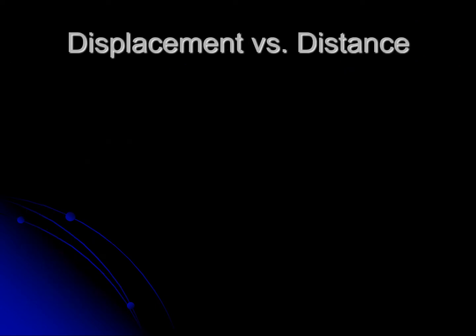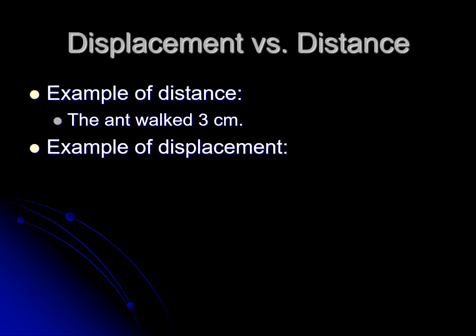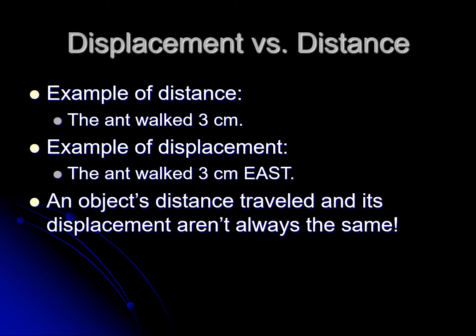So this time, let's compare displacement versus distance. Our distance here, for example, is 3 centimeters, and then our displacement here is 3 centimeters to the east. So please take note, there is a direction in your displacement. So remember, an object's distance traveled and its displacement aren't always the same. I will give you more examples about this one.